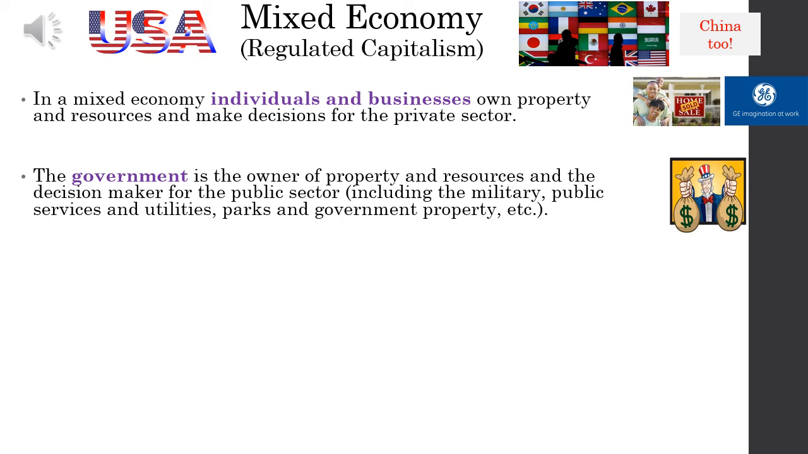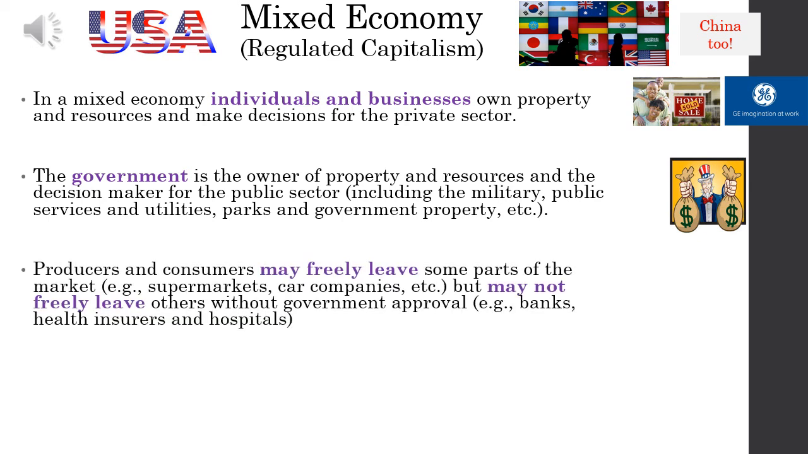There's some other things as well. Producers and consumers may freely leave some parts of the market. Supermarkets, car companies, etc. They go out of business. But they may not freely leave others without government approval. Things like banks, health insurers, and hospitals.